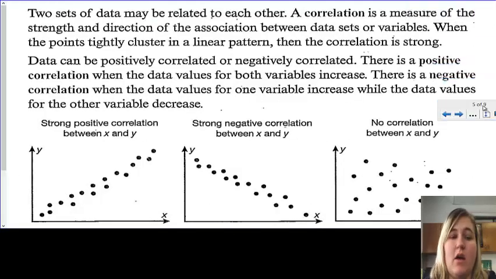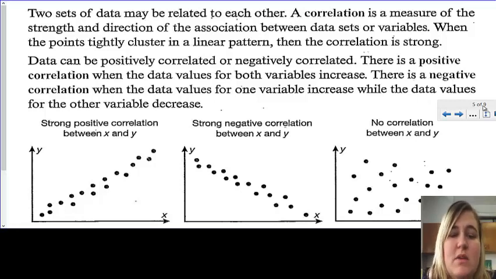This slide is talking about correlation. It says two sets of data may be related to each other. A correlation is a measure of the strength and direction of association between data sets or variables. When the points tightly cluster in a linear pattern, then the correlation is strong.